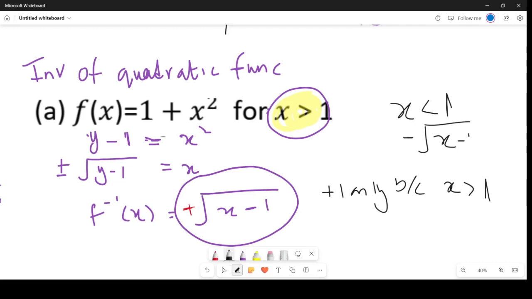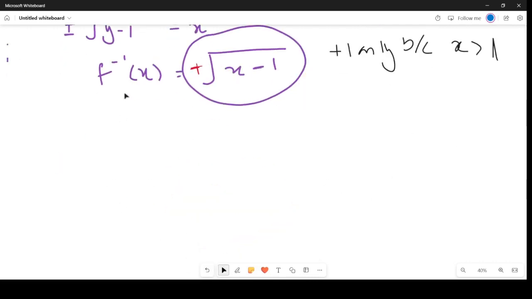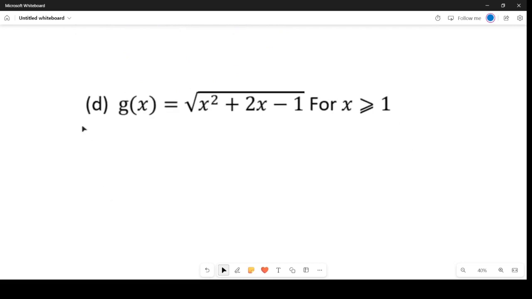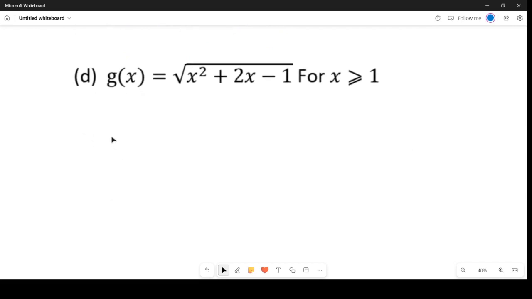Okay, another example. This is a slightly difficult example. You have to find the inverse of this function. So what do we do? We make y the subject. We replace g(x) with y. I'm going to square y as well simultaneously. x squared plus 2x minus 1.